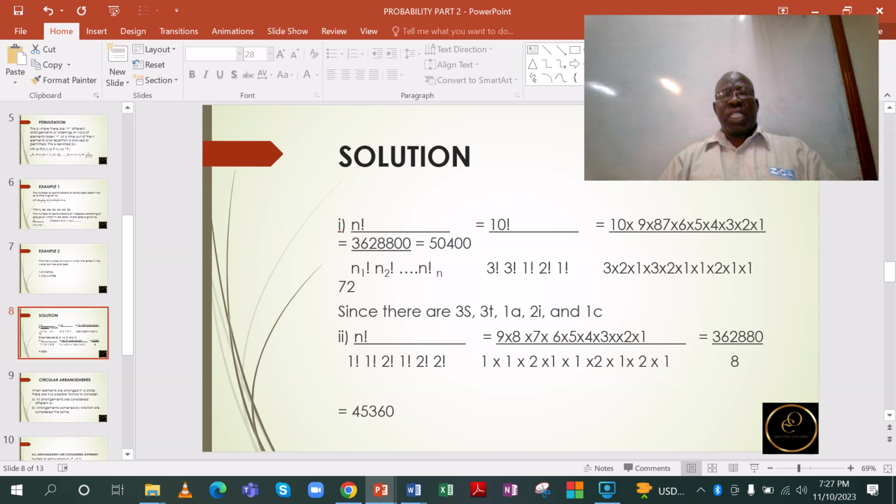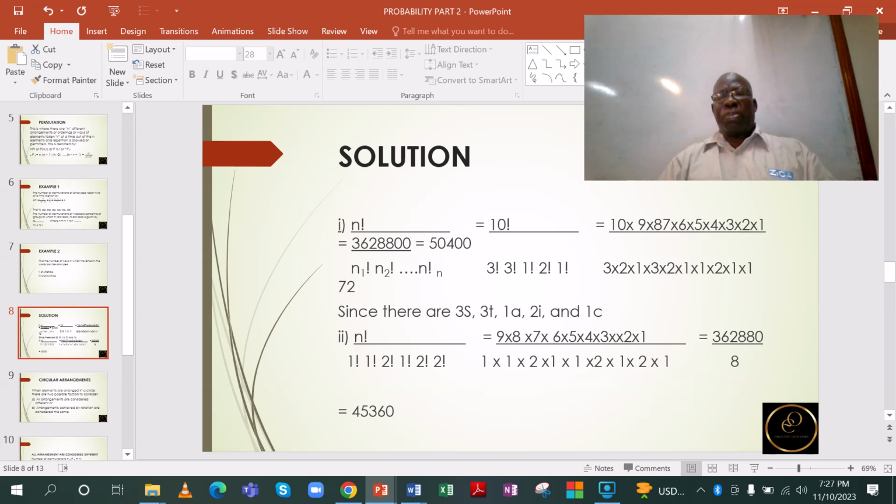Then the separate ones which are labeled N1, N2, N3 in terms of category. In category of S, there are 3, so 3 factorial. In category of T, there are 3, so 3 factorial. So you multiply those separate categories' factorials.